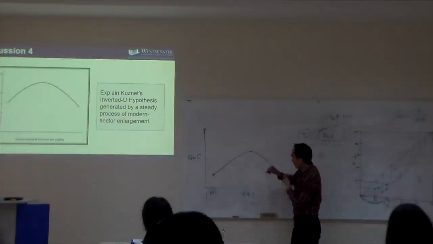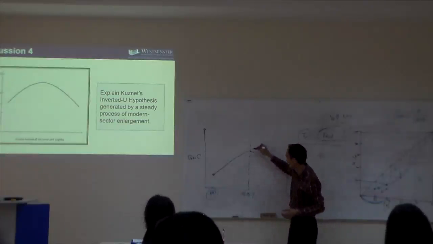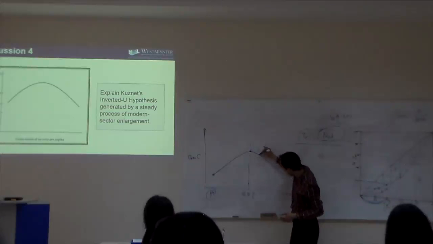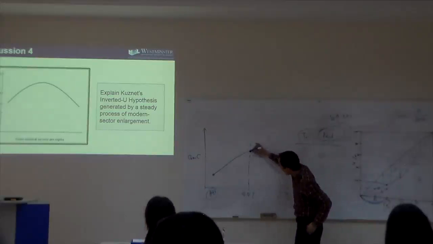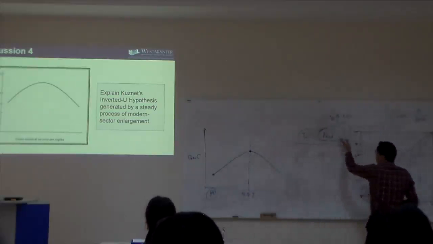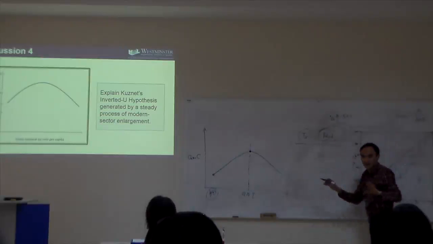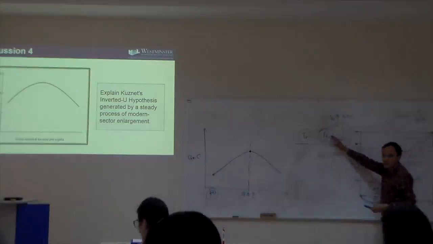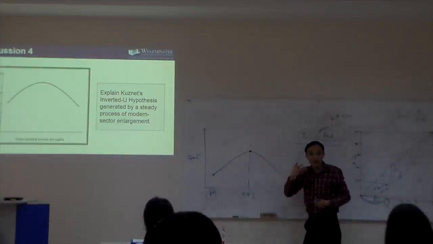So we are making an argument. It will reach one point. From that point, it slowly starts to decline. How is it possible? At this point, the modern sector's demand for skilled workers is satisfied 100%. There are enough skilled workers. But after this point, the supply of skilled workers will be exceeding demand.